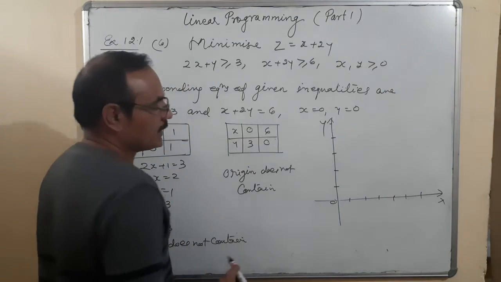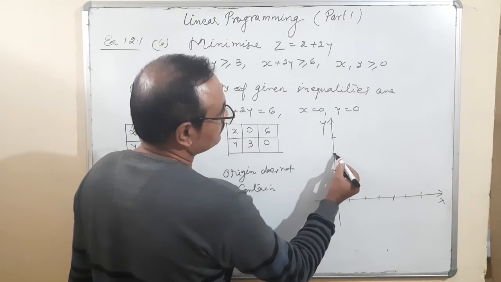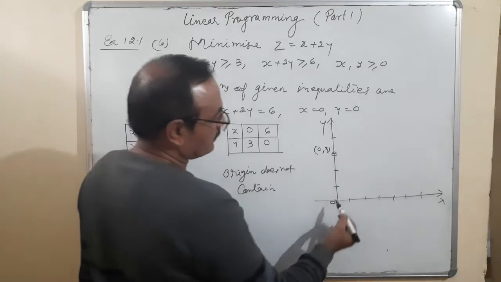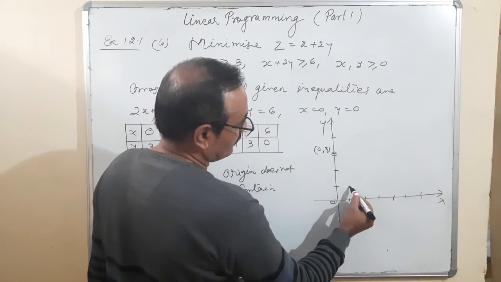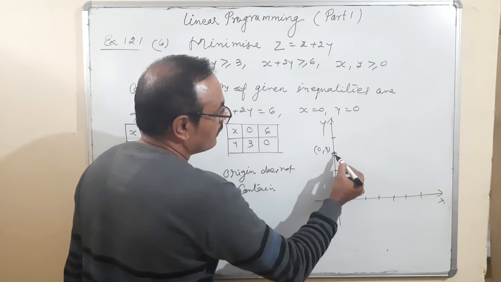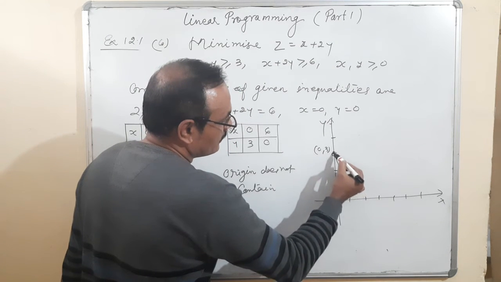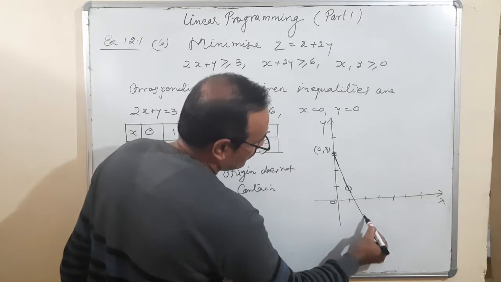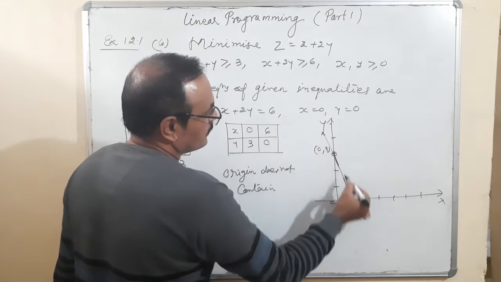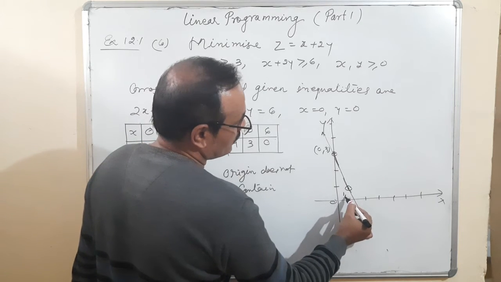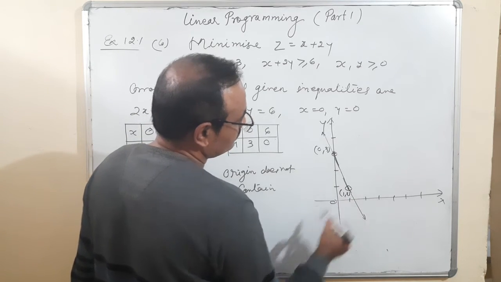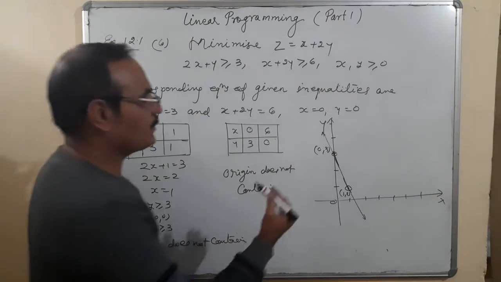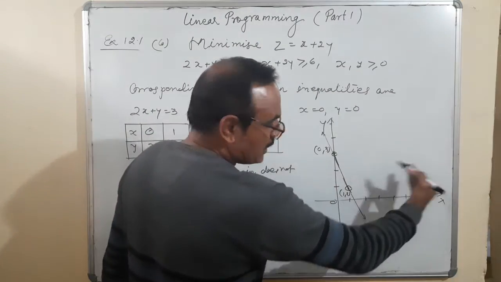0, 3, x 0, y 3. Second one, 1. Okay. Draw the line. This is 1, it is 1, 1. Okay, for here, because it does not contain the origin, that means it's going away from the origin.